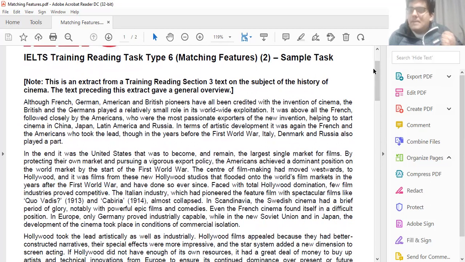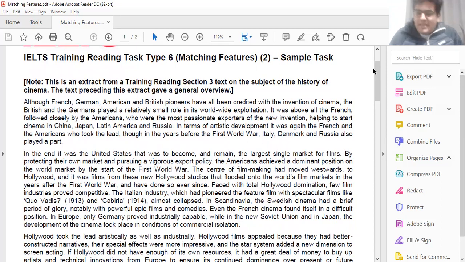Very, very ambitious, very firm. And pursuing a vigorous export policy, the Americans achieved a dominant position on the world market by the start of the First World War. So what is the meaning of dominant? A very strong, powerful, and favorable position, a very strong stance.